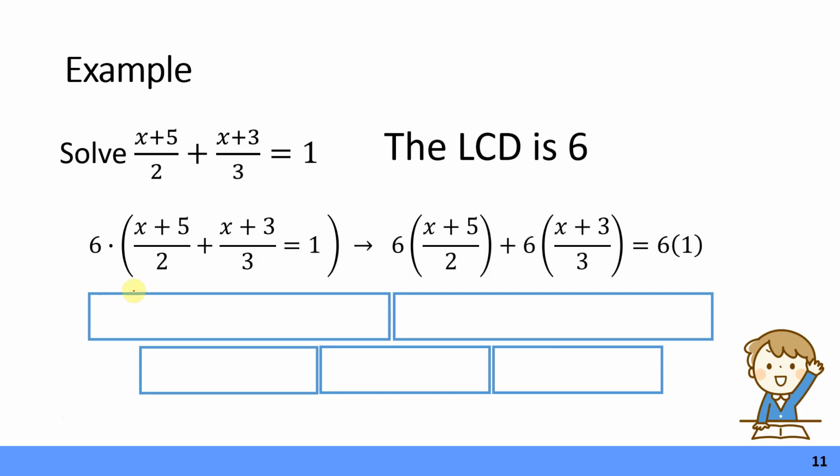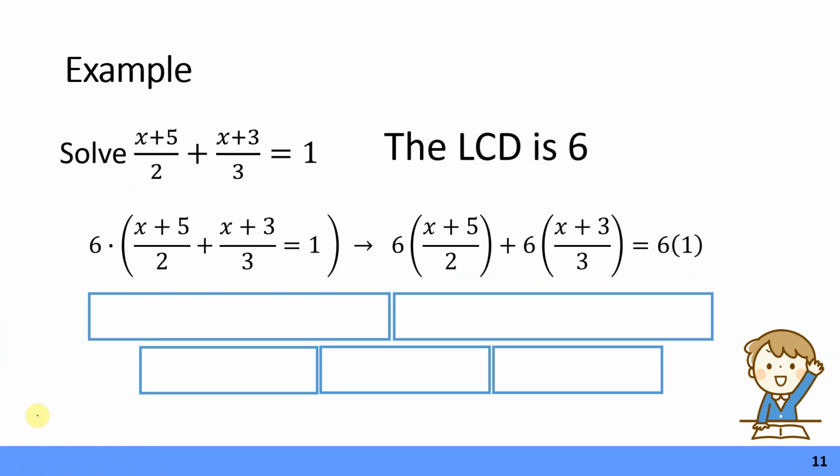What you're going to do is multiply every single number by 6. I'm going to multiply this fraction by 6, I'm going to multiply that fraction by 6, and I'm going to multiply the 1 by 6. So all I did was give each one a 6. Okay, I'm just doing baby steps. You don't have to write this down, but I want you to know what's happening.